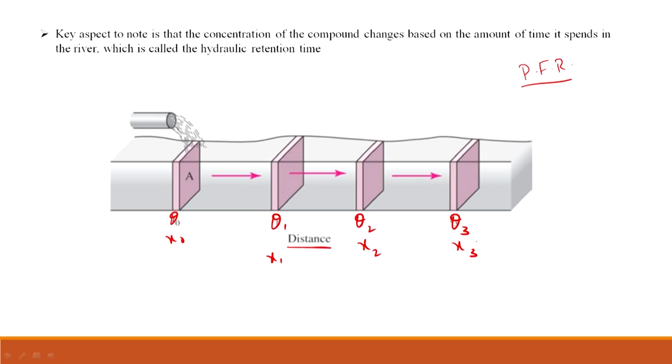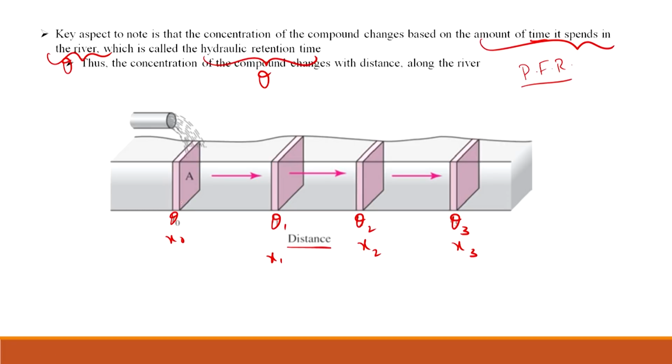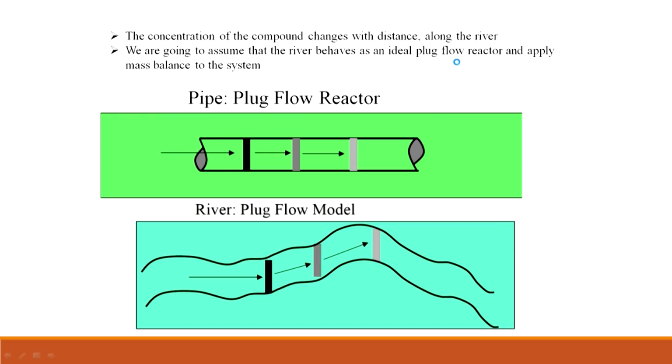The key aspect to note is that the concentration of the compound changes based on the amount of time it spends in the river. That is theta, which is called the hydraulic retention time. It does not just change with time, it changes with the amount of time it spends in the reactor, or the distance it travels. That is pretty self explanatory, right. Thus, the concentration of the compound changes with distance along the river. We discussed this, and let us move on.